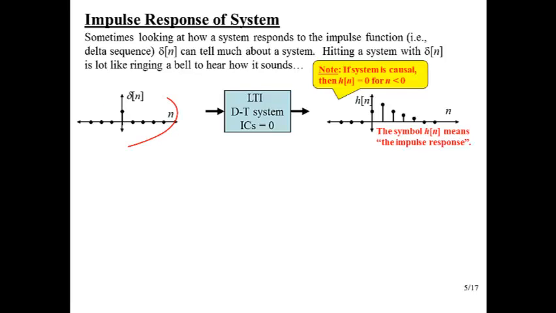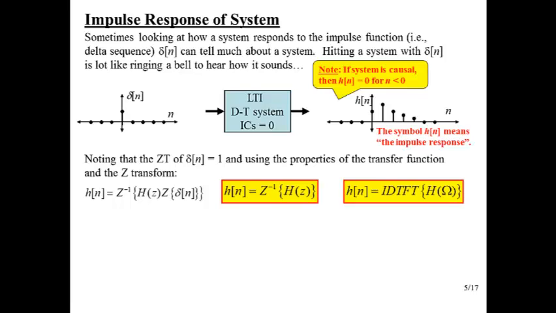So we put in this delta and out comes something. If the system is causal, it'll be 0 all the way up until the earliest point n equal to 0.